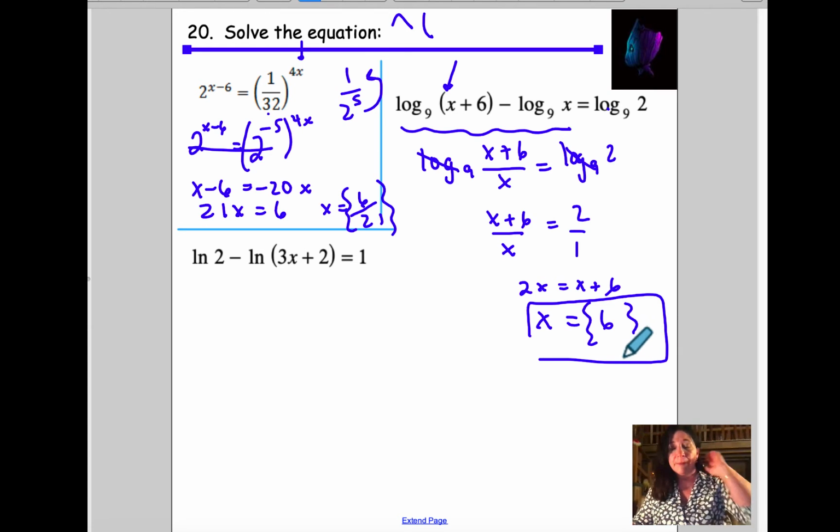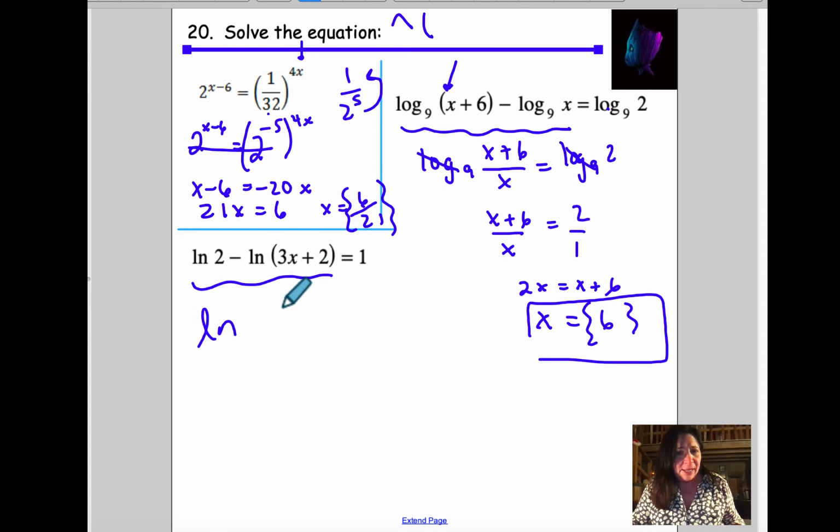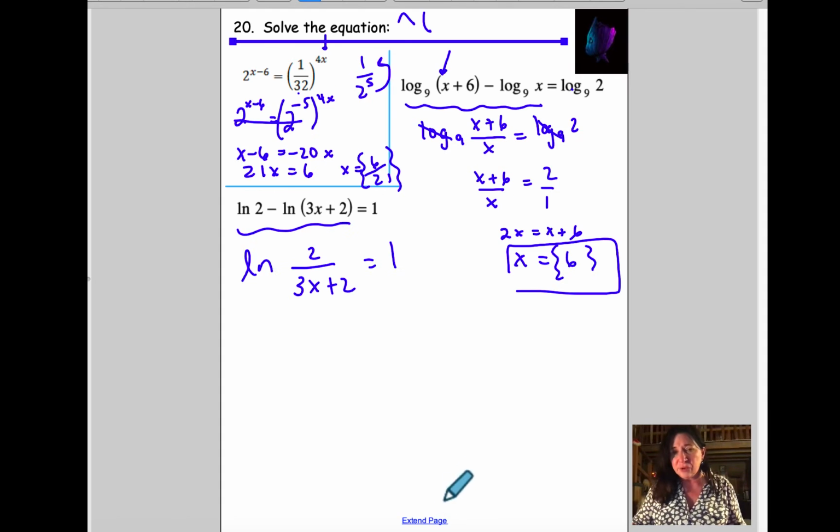And it would be called extraneous. For this problem here, natural logs are the same as logs, whereas if you have the same value, I can combine these two. So I'm going to get ln of 2 divided by 3x plus 2, and that equals 1. What I can't do on this problem, which I could do on the previous problem, is cancel those out, because I had logs on both sides of the equation, but I don't have that, okay?